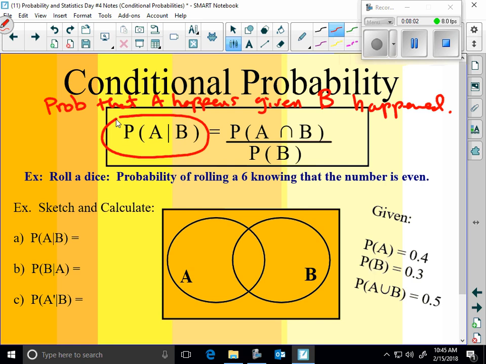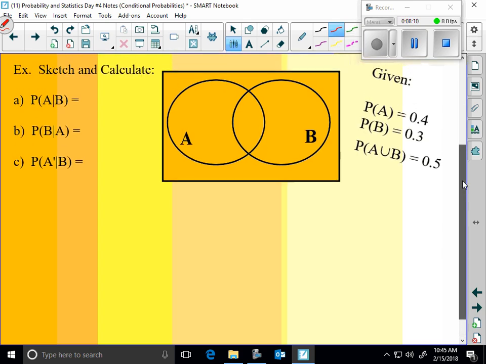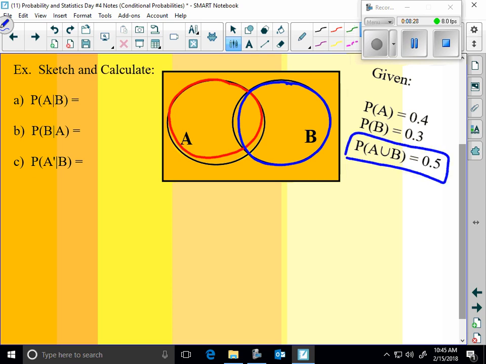So first off, I want to show you a different way to find A and B if you're not given that. Let's say that we know that probability of A is 0.4 and the probability of B is 0.3 and the probability of A or B together is 0.5. Would you agree that the probability of A or B includes the probability of A and B? There's kind of an overlap there, right? You got the probability of A, the probability of B, and then the probability of A and B.